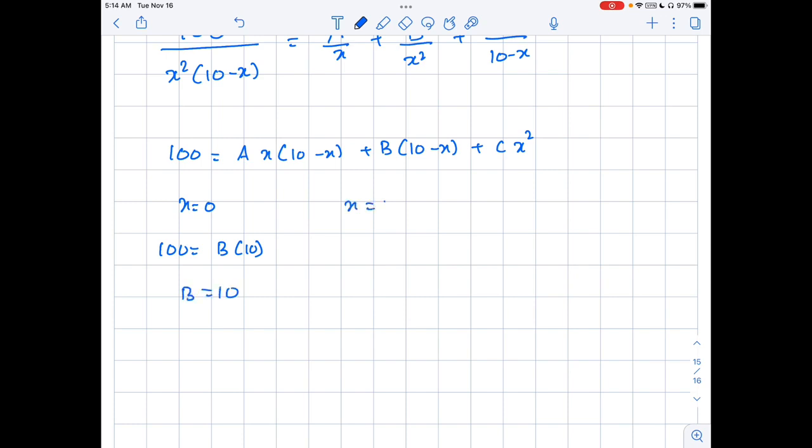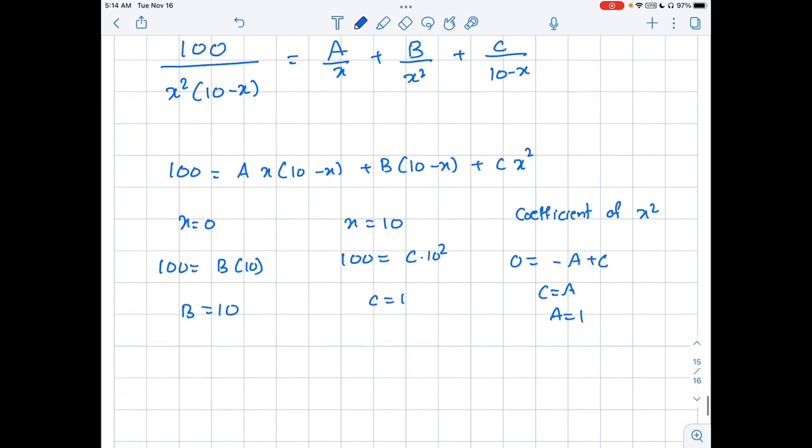Then plug in x is equal to 10. 100 is equal to c times 10 squared. So c is equal to 1. Then comparing the coefficients of x squared, 0 is equal to minus a plus c. So c is equal to a. So a is also equal to 1. So my partial fractions will become 1 upon x plus 10 upon x squared plus 1 upon 10 minus x.